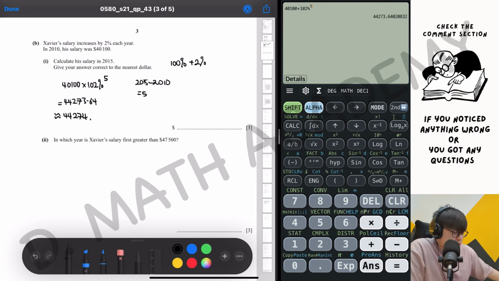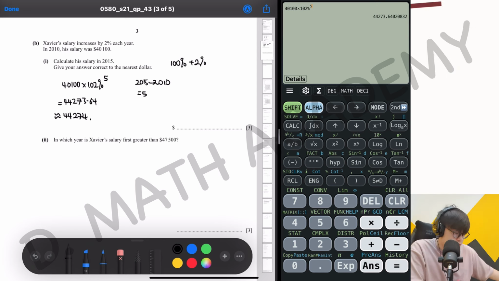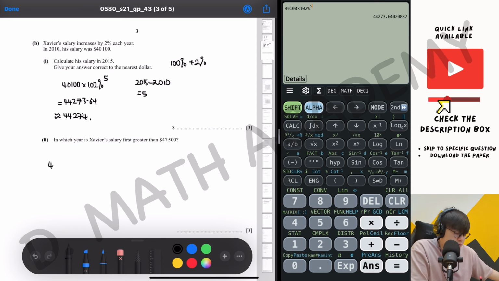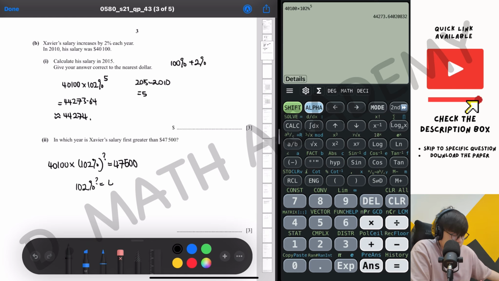So in what year is Xavier's salary first greater than 47,500? So the answer is actually 40,100 times 102%, just that the power is unknown here, and the price will be 47,500. So when you adjust this accordingly, you will get this result.